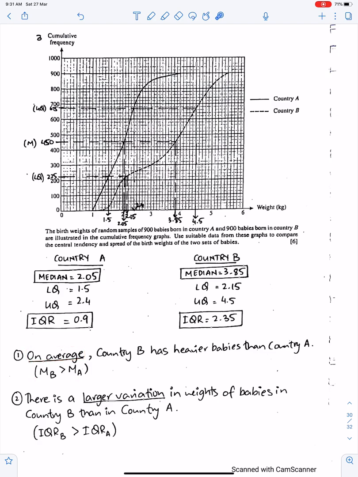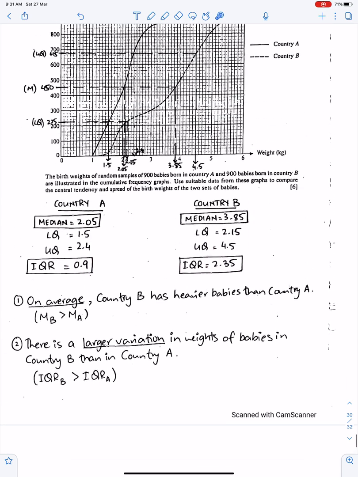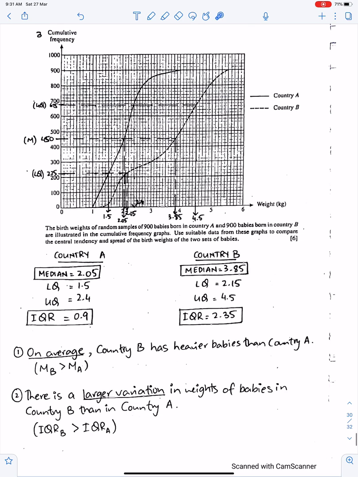Now we have to compare IQR. This IQR is large and this is small, so you will say since IQR of B is greater than IQR of A, therefore more variation in weights of babies in country B than in country A. Or you can say weights are more spread out in country B than in country A. Or more variation in weights in babies of country B than in country A.